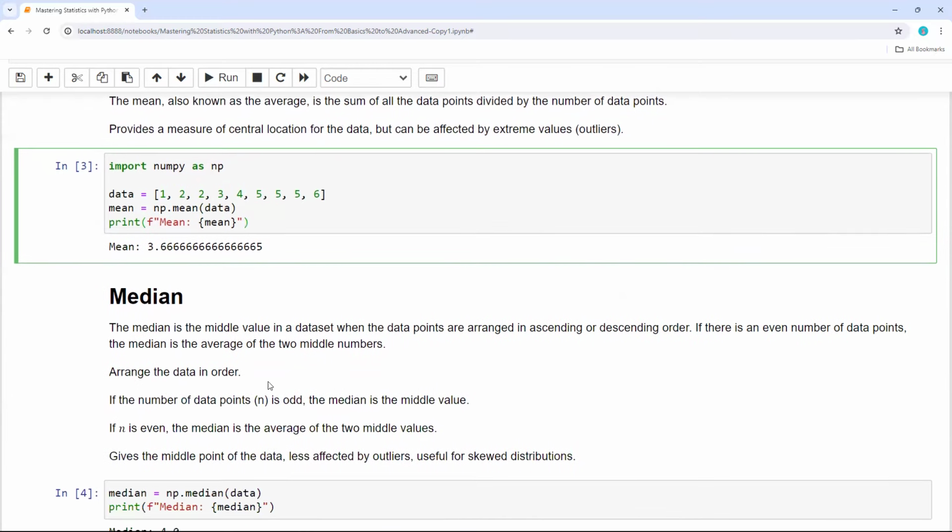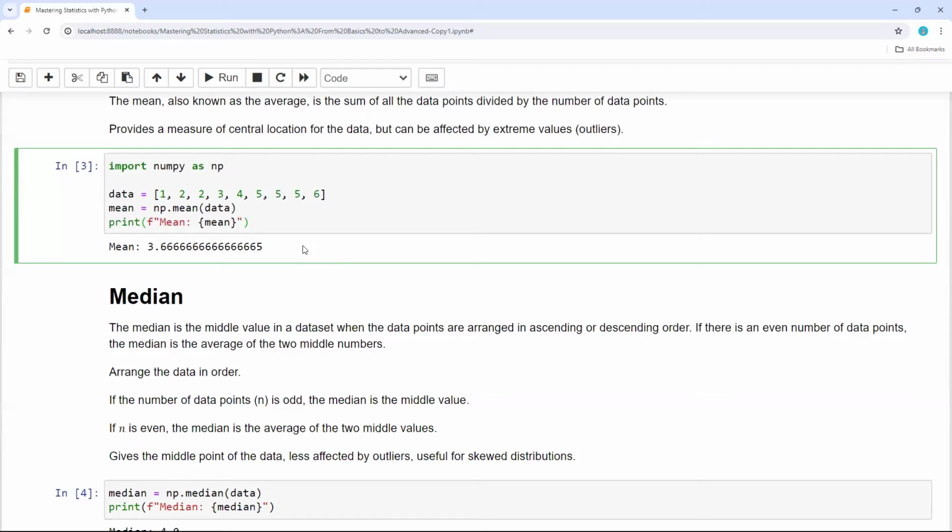And next is the median. The median is the middle value in the data set when the data points are arranged in ascending or descending order. If there is an even number of data points, the median is the average of the two middle numbers. So first, if I want to measure the median, the data points should be in order.